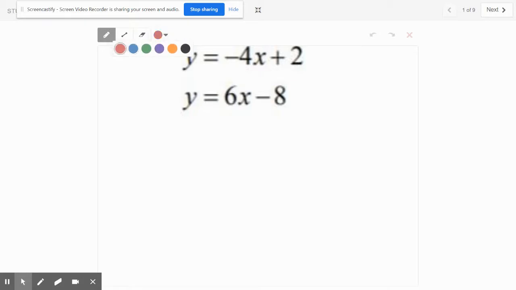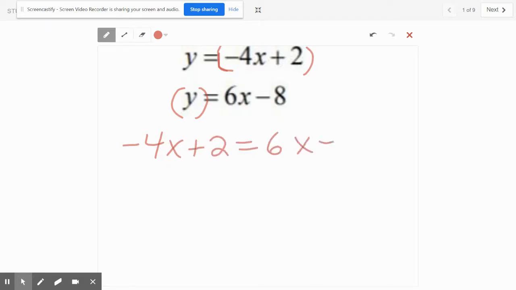Remember that you have to take all of this and plug it in here. Okay. And then go ahead and solve that equation for X. Once you figure out X, then go ahead and plug it in for Y. All right. If you end up plugging this in, you're going to get negative 4X plus 2 equals 6X minus 8. Then from there, move your letters to the left.